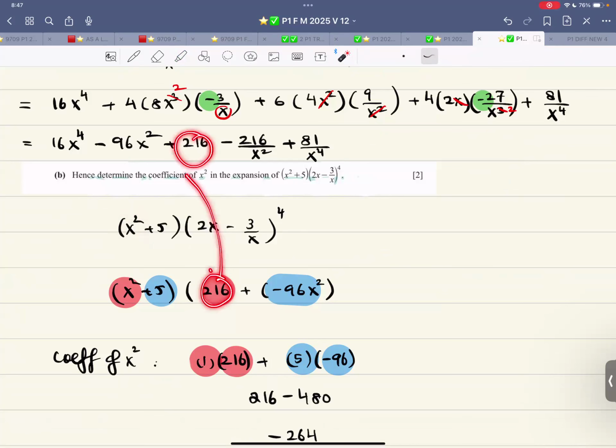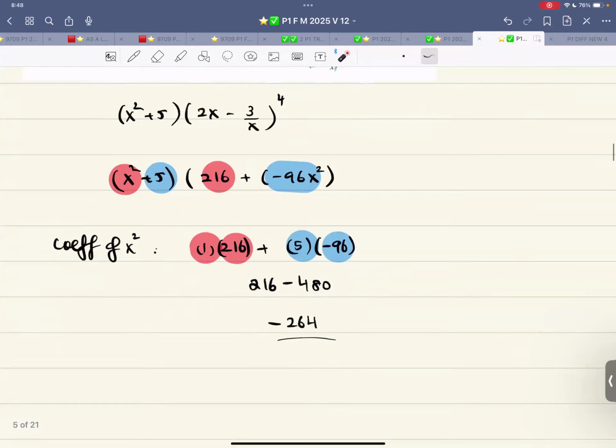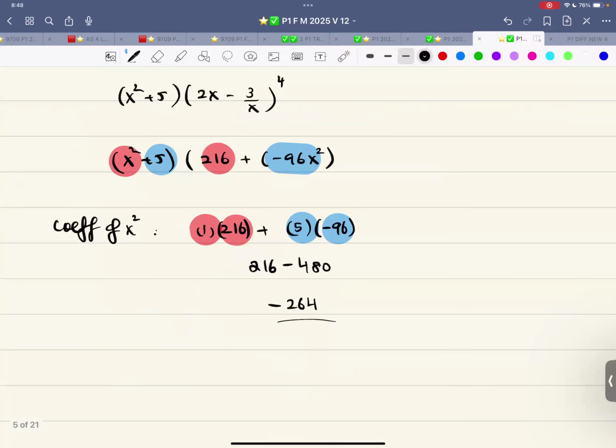It should multiply with a constant term. So let me pick the constant from here. There is a constant term over here. It should multiply with the x squared. There are only two terms, so only two choices. Multiply the corresponding terms, take care of the positive and negative sign, and this answer is coming out to be negative 264. So therefore, this is the correct answer, the coefficient of x squared.